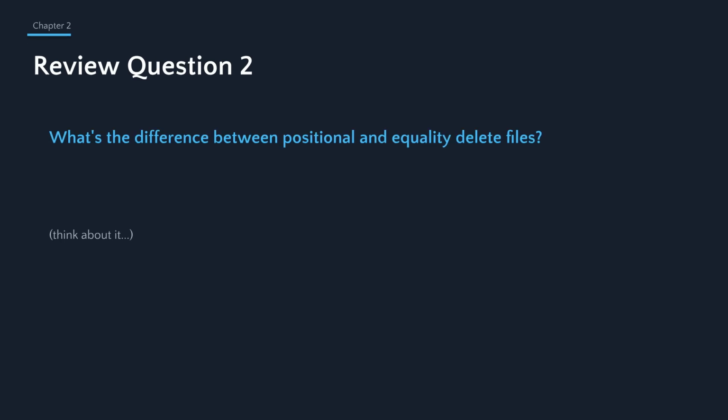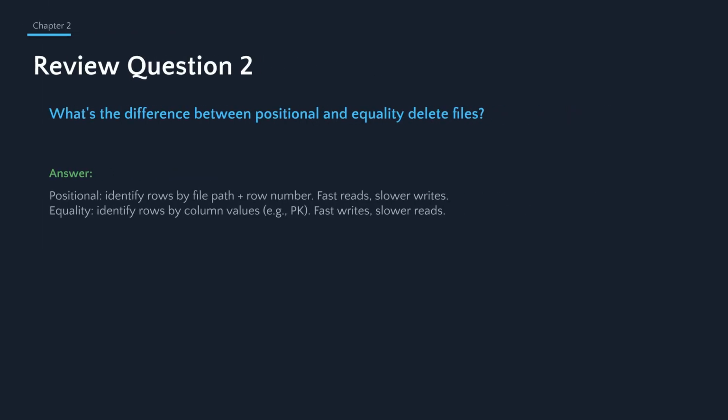Question 2. What's the difference between positional and equality delete files? Positional deletes identify rows by file path and row number, resulting in fast reads but slower writes. Equality deletes identify rows by column values like a primary key, leading to fast writes but slower reads.